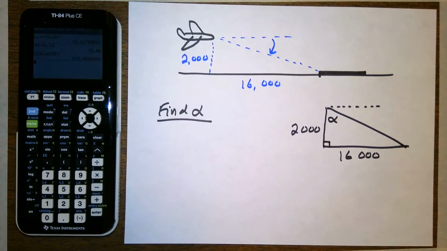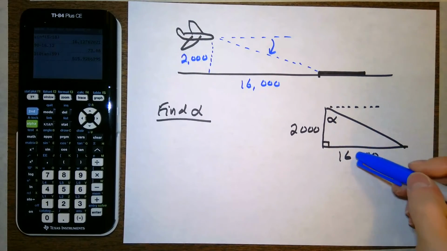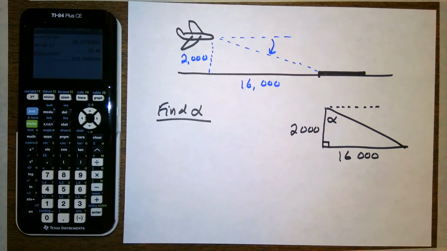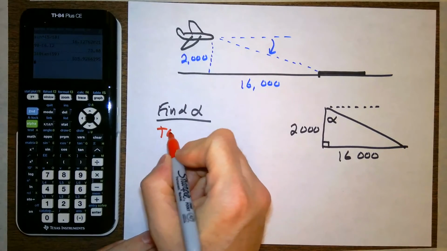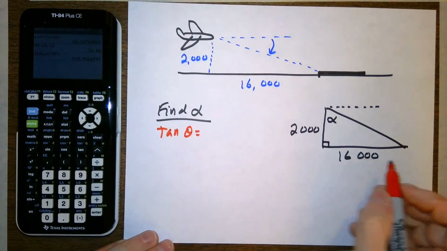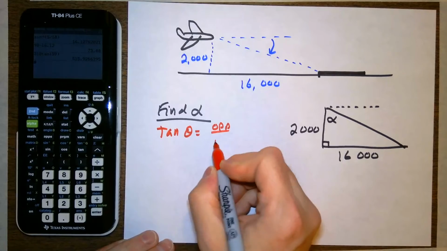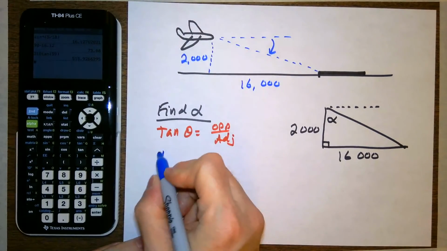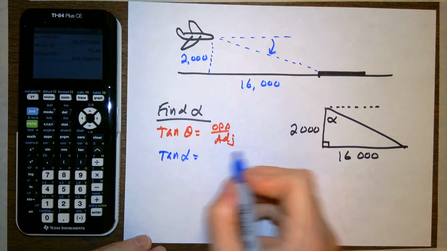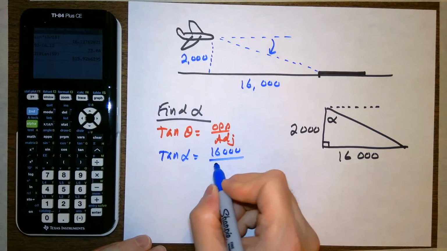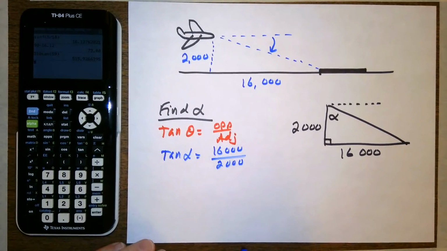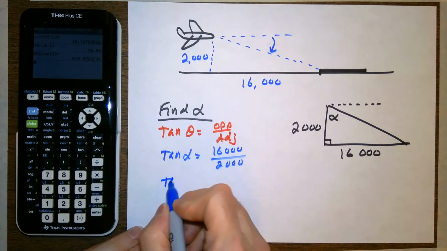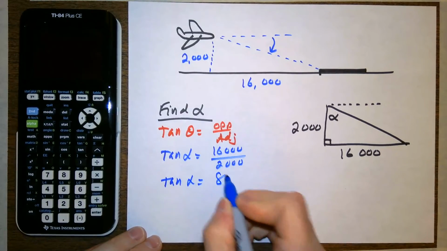I look at it and I ask myself, what do I have? I want to find an angle. I know opposite and adjacent. What uses an angle, opposite and adjacent? This is a tangent problem. Start by writing down my identity. The tangent of any angle is opposite over adjacent. Substituting in, the tangent of alpha is 16,000 over 2,000, which I can reduce to 8. The tangent of alpha equals 8.